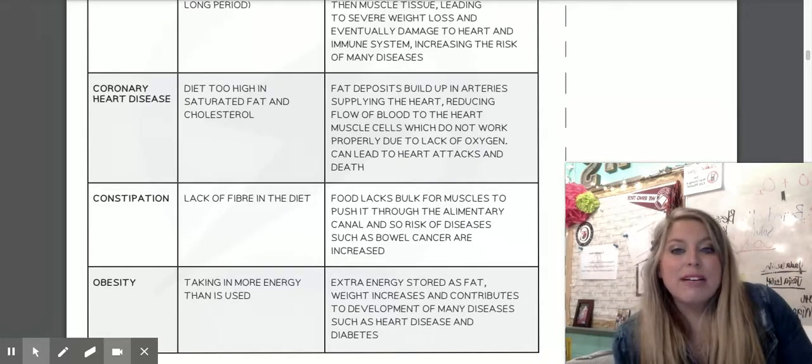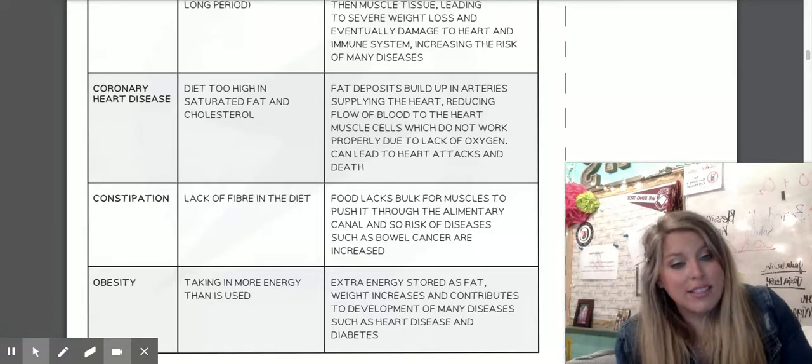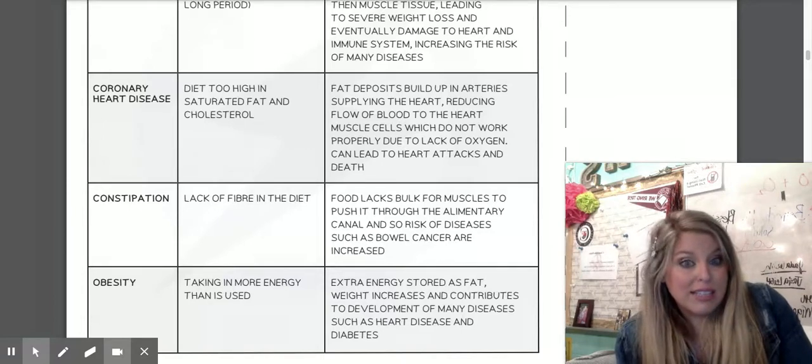This is where fat deposit builds up in arteries supplying the heart, and that reduces the flow of blood to the heart muscle cells. Those cells can't work properly due to the lack of oxygen, and that can lead to heart attack, and of course that can lead to death.